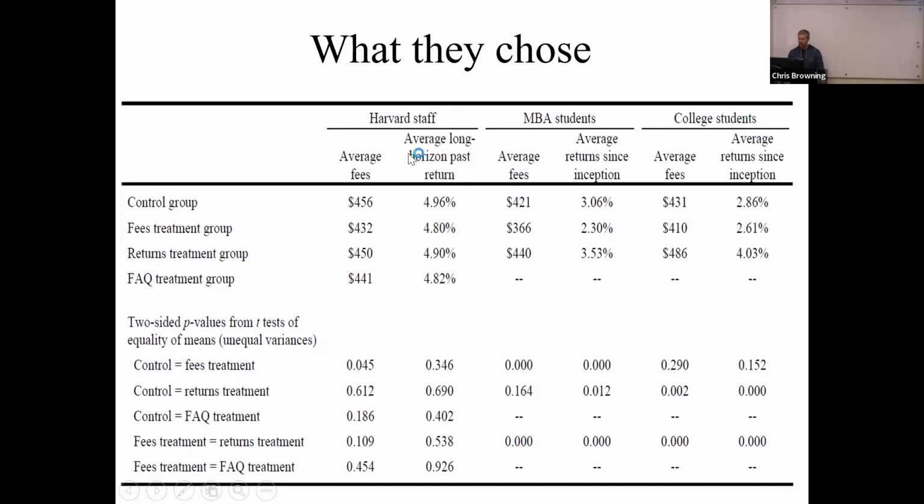Across Harvard staff and MBA students at Wharton and Harvard, what they basically see is that the fee treatment group chose the funds that, lo and behold, have the lowest fees. So how they disclose the information to smart people affected how those people made their decisions. At the bottom there are statistical tests that show the significance of the differences. In a nutshell, because we're not too worried about this in this class, there are significant differences in the fee levels across the groups based on the treatments they receive.